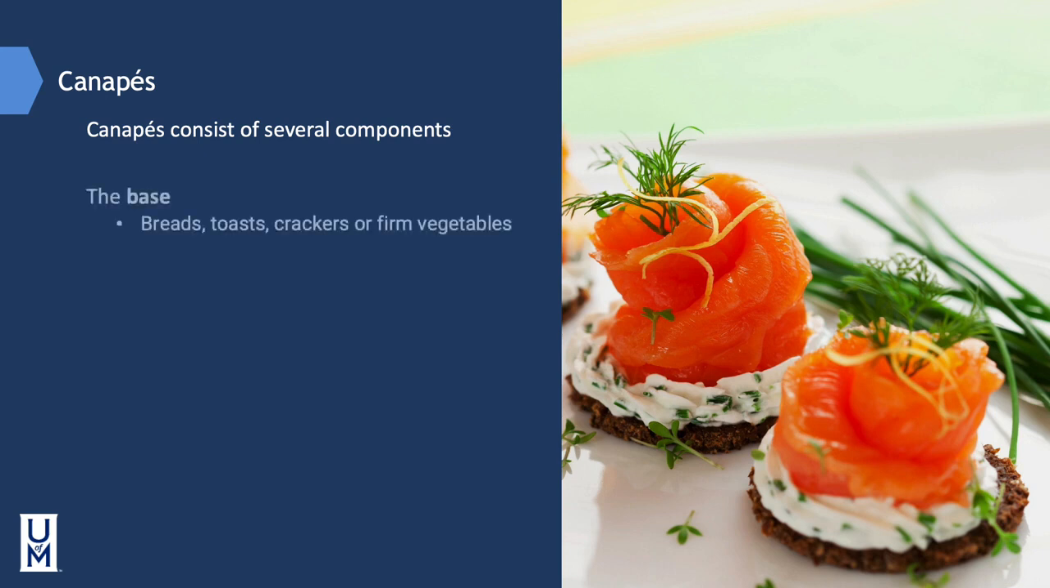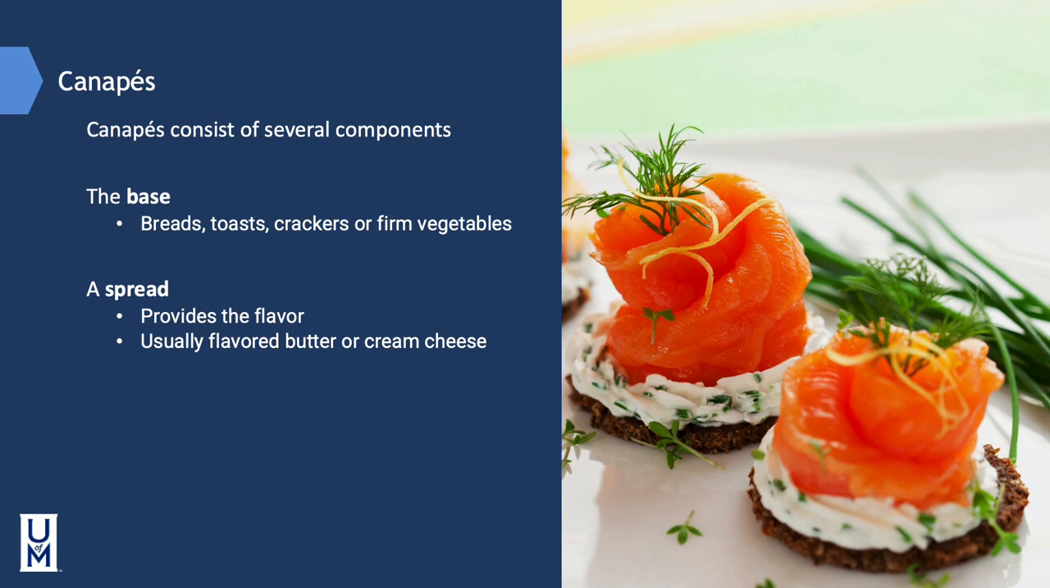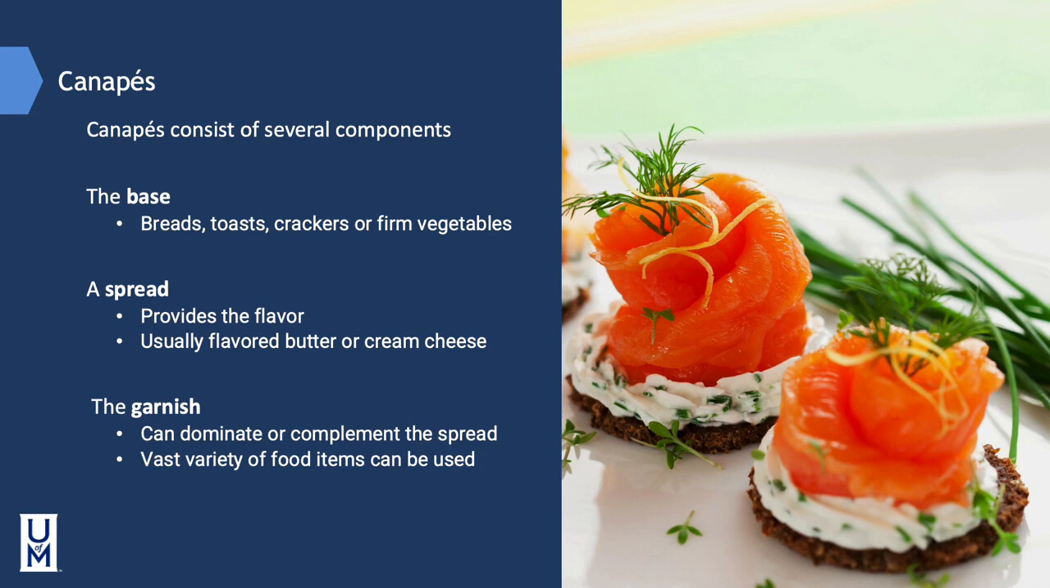Canapés consist of several components. The base is made of either breads or toasts, crackers, or firm vegetables. It could also be little small pancakes called bellinis. It could be a round of cucumber. A spread, which provides the flavor, usually a flavored butter or cream cheese, something that's going to act in contrast to the base. If the base has a crispiness, you want a spread that's going to have a smooth creaminess. And then the garnish. Typically, when we say garnish, what we're referring to here is going to be a dominant or complement flavor. In this case, in the example used, you have a little bit of rye toast with the chèvre, which is a goat cheese mixed with herbs, and then the salmon on top of that. And a variety of foods can be used for this style of garnishing.